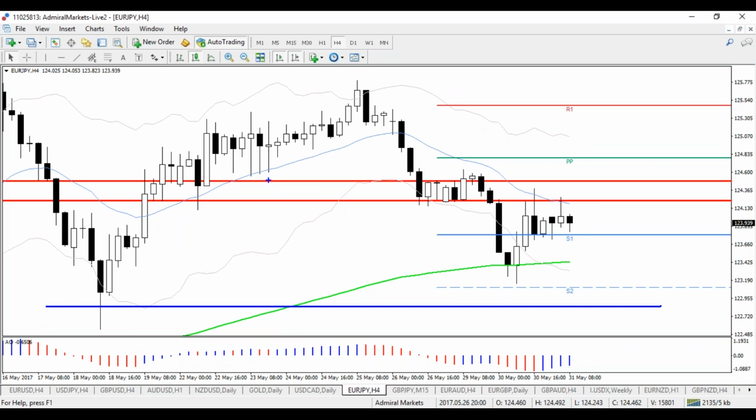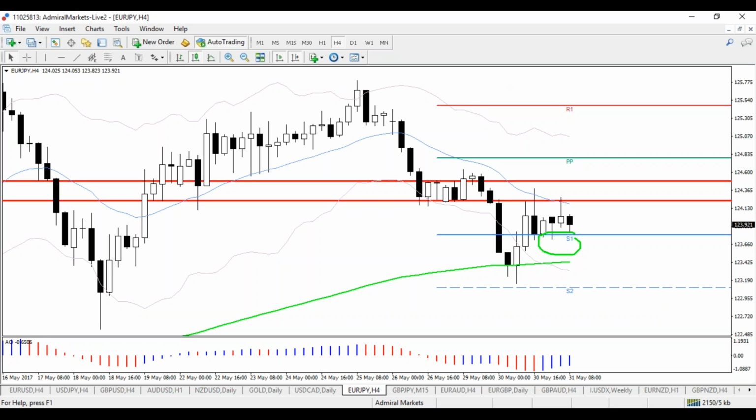We see support here and resistance here, so it's making kind of a larger sideways move. From that point of view, we're at the bottom. So there's a supply-demand zone here. So from that perspective, there's probably a good chance that price will continue and push through the S1.